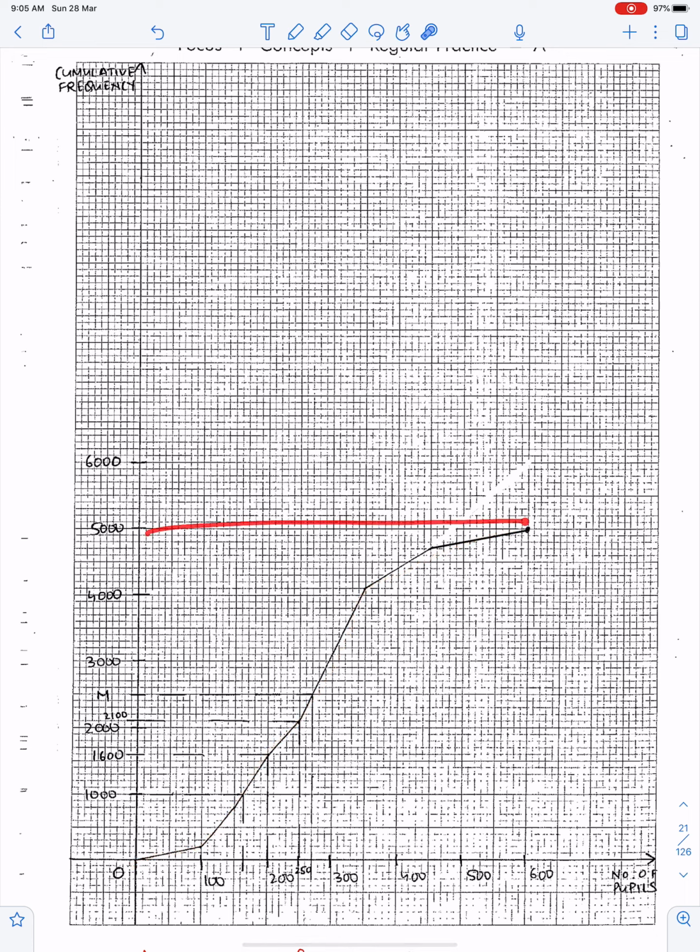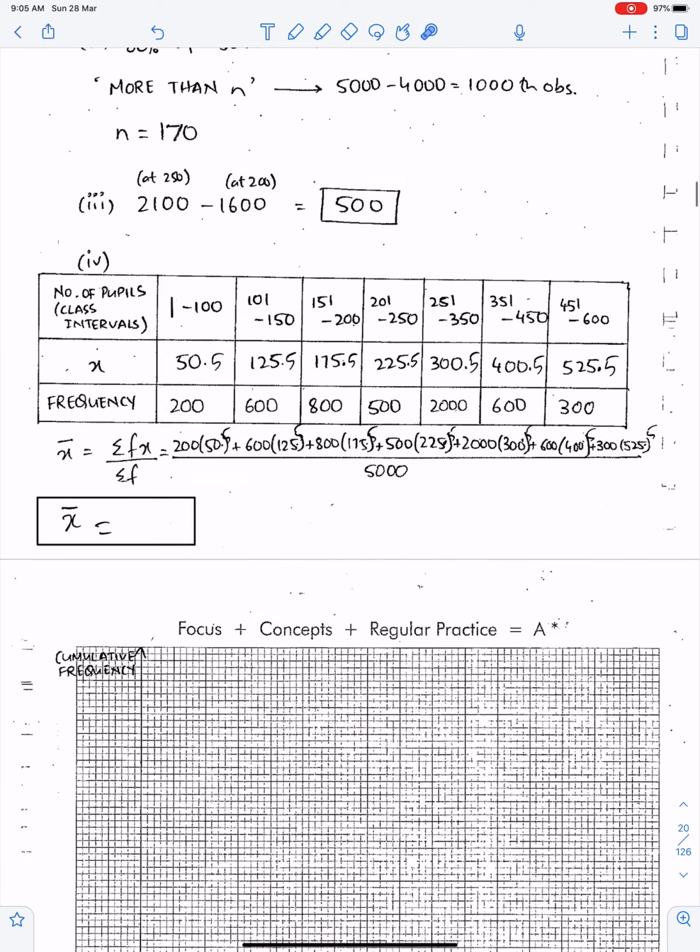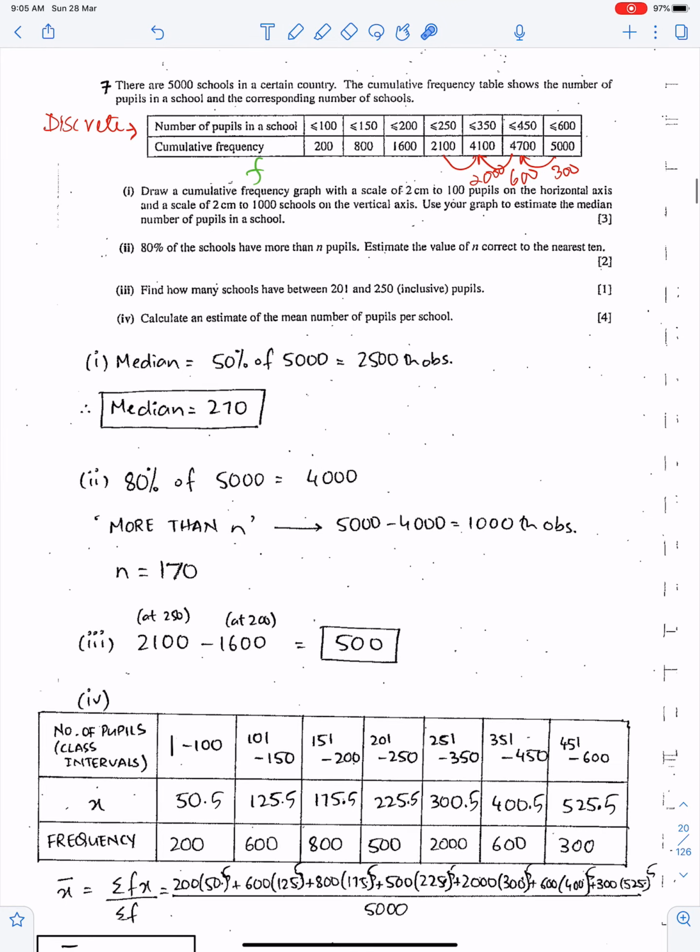Now this is 5,000, and just take the half of 5,000, which is 2,500, and this will be the median. Now 80% of schools have more than n pupils. Estimate the value of n correct to the nearest 10. 80% of the schools, so 80% of 5,000 is 4,000. More than means the upper part of the curve. Whenever you get this thing more than, this means upper part of the curve, meaning you have to come in this way.